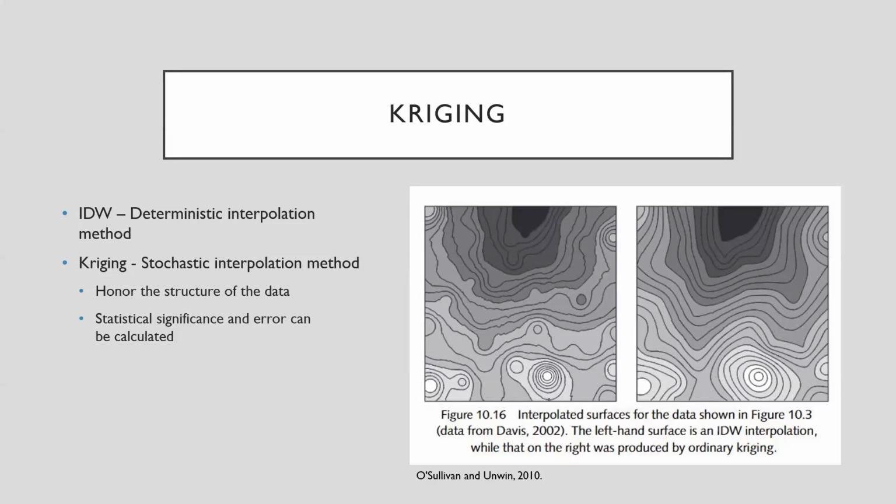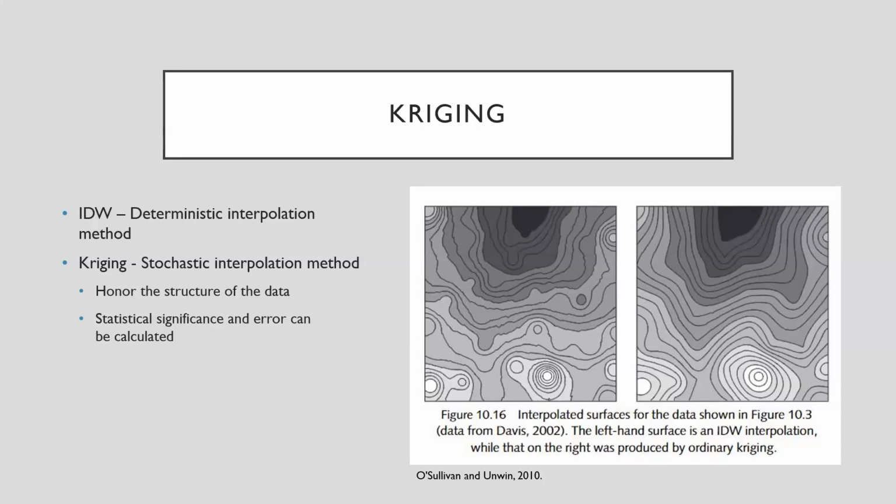This is in contrast with kriging, which is another widely used interpolation method that is a common approach in soil, geology, and environmental science applications. It is a stochastic interpolation method, which considers the spatial dependence between points. A key difference between kriging and IDW is that kriging honors the underlying structure of the sample data by fitting a semi-variogram model.